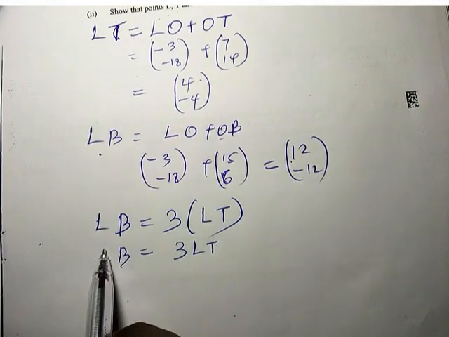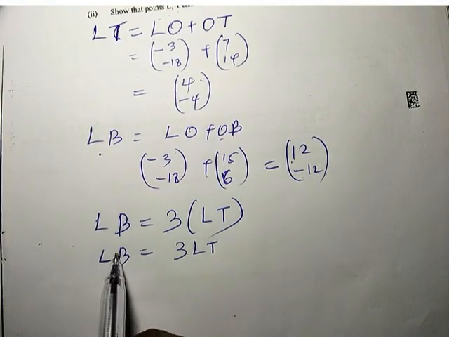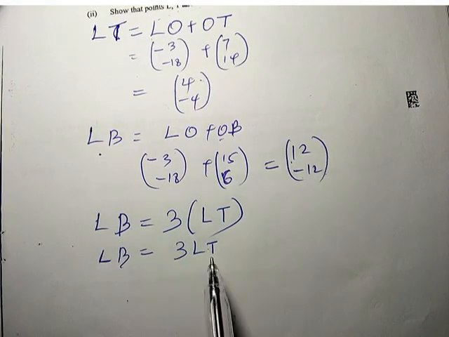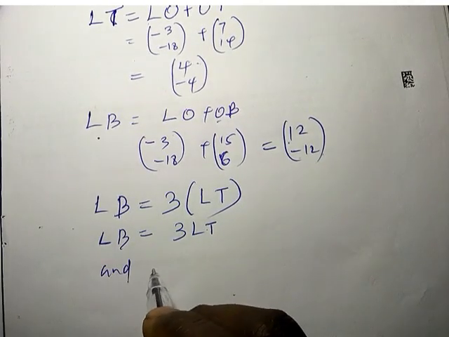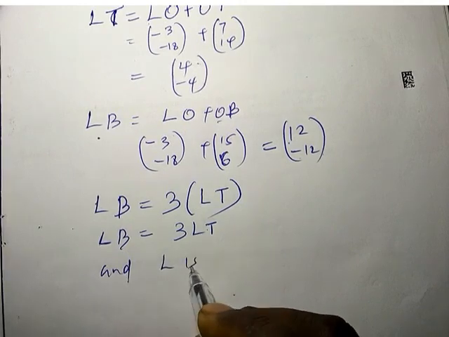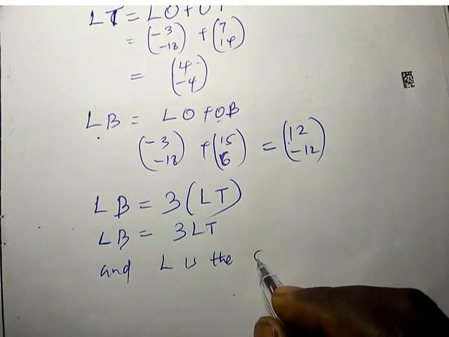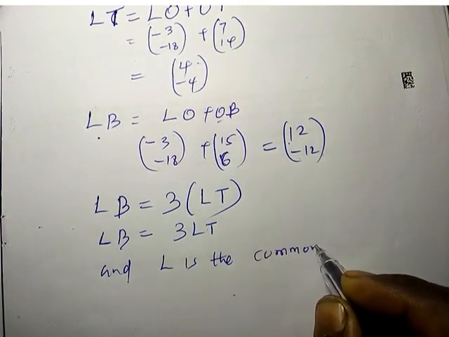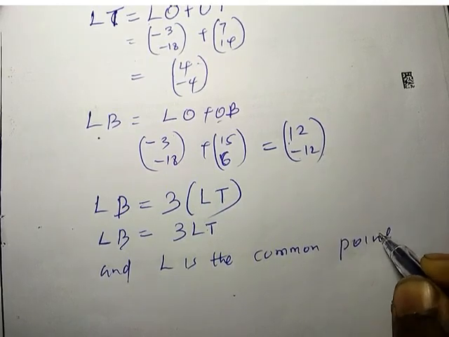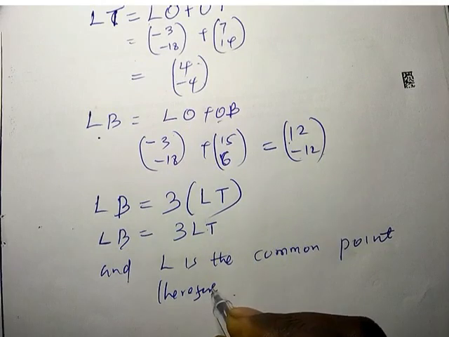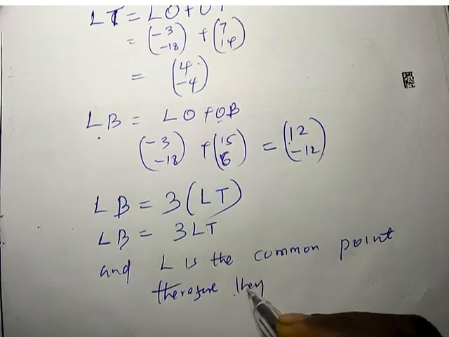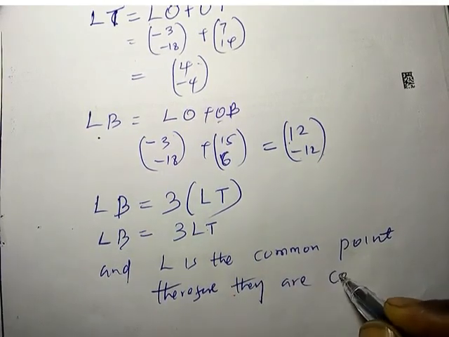So now you can express these two vectors in terms of the other. It means that they are parallel, and L is the common point. Therefore, they are collinear.